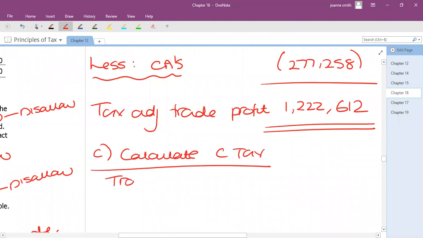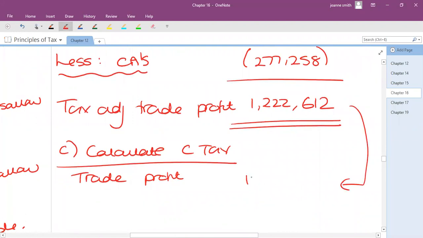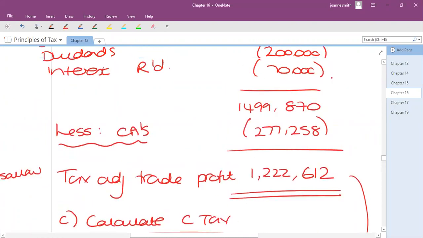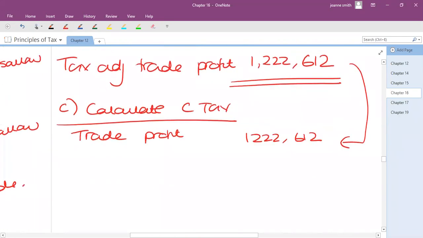So line 1 will be your trade profit. So that will be whatever you had up here, 1,222,612. And I need to add to that any other income that I might have. So if we go up here to see what we disallowed, well, the dividends were disallowed because they're exempt, but the interest is going to be taxable. So that will be what we called our non-trade loan relationship.